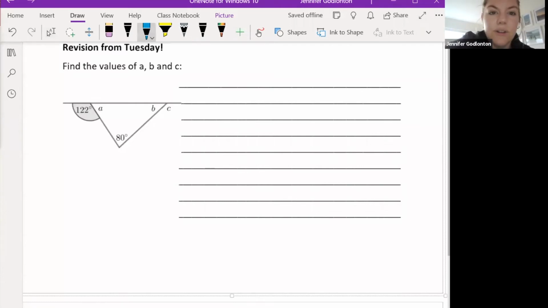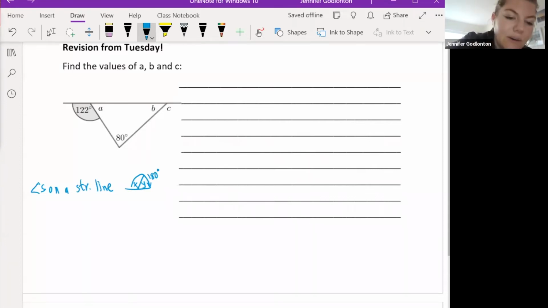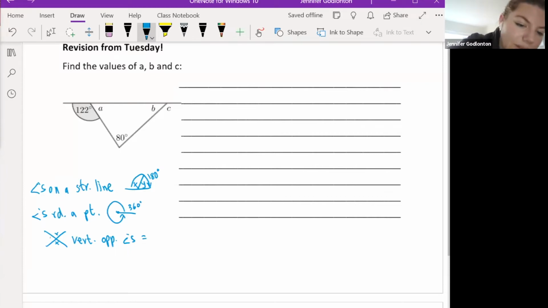Okay. So some of the rules that we've learned so far are angles on a straight line. Angles on a straight line is one of our rules. That's when we say these two together are going to equal 180 degrees. We've also learned angles around a point. That's when all the angles around a point are going to equal 360 degrees. Yes, exactly, we've learned vertically opposite angles, which means those two would be equal, and those two would be equal.